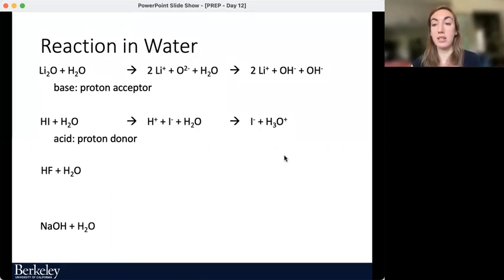So this is the definition of an acid and a base. A base does this: it accepts a proton from water. An acid does this: it donates a proton to water. Questions on those definitions or these first two examples?